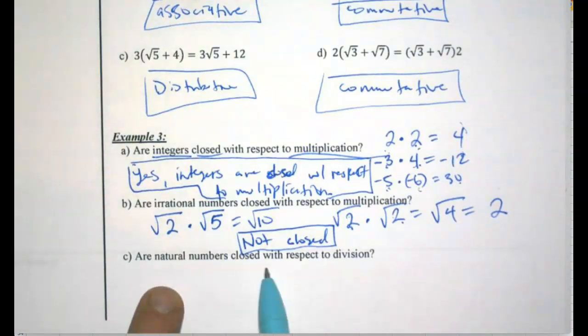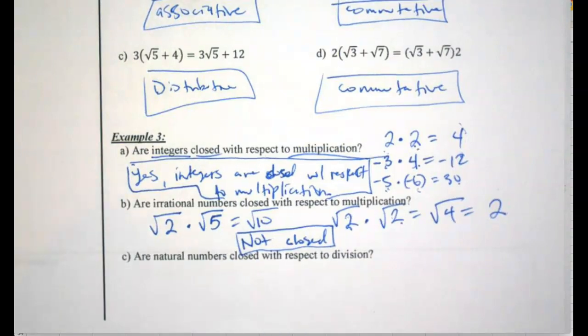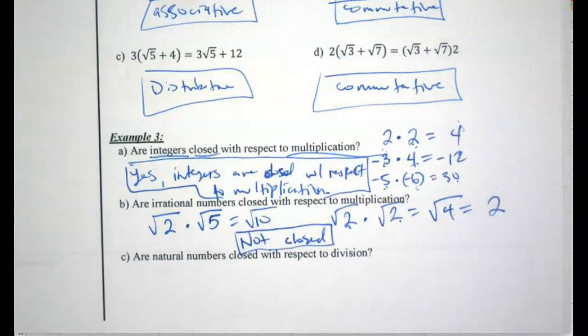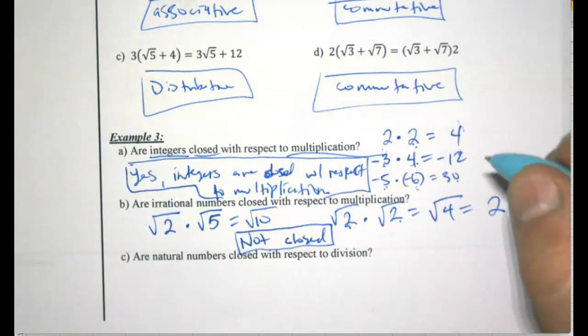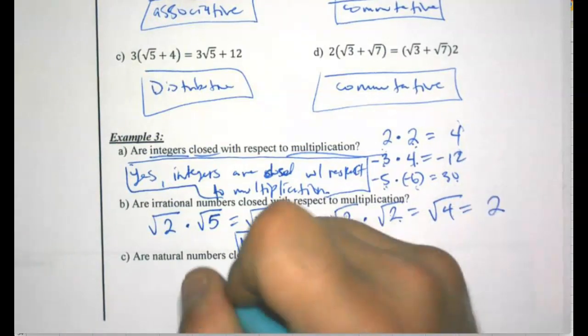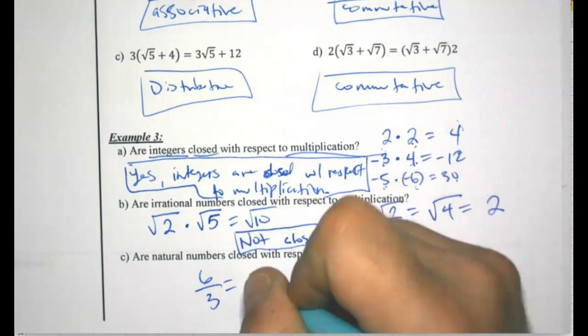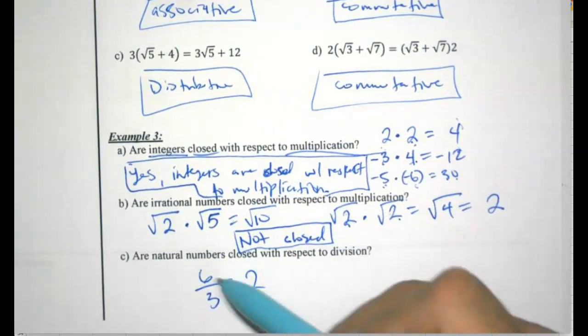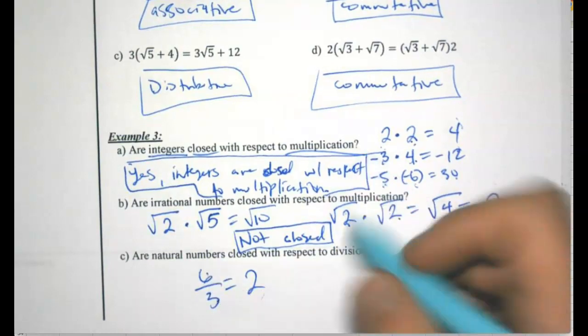Are natural numbers closed with respect to division? Well, we could check on that. Remember, natural numbers are just 1, 2, 3, 4, 5, 6, 7, 8. It's just positive numbers, no fractions, no decimals. So you could try it. You could say, well, 6 divided by 3 is 2. So natural number, the answer's a natural number.